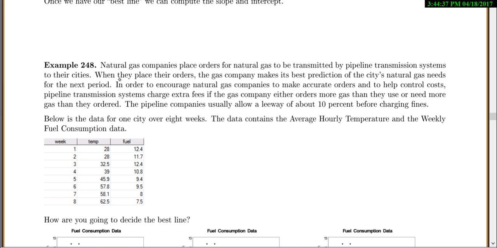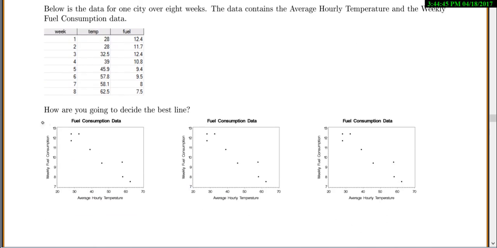So in this example, we have some gas companies, and you have the temperature and the fuel that they would need. And this is something we usually do in classes. I'd say, okay, here's the graph. I have three of them here. And I want you to tell me, how did you decide the best line? Because maybe someone might think this one's the best line, and another person might think this is the best line, and another person might think this one's the best line. And how do you tell?